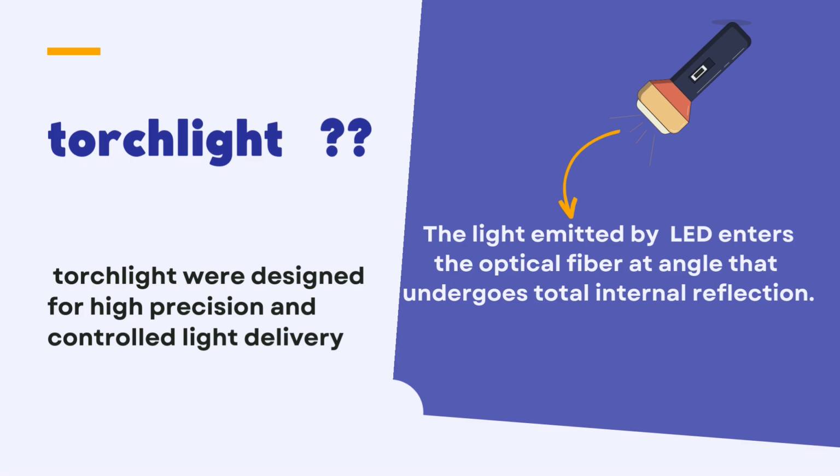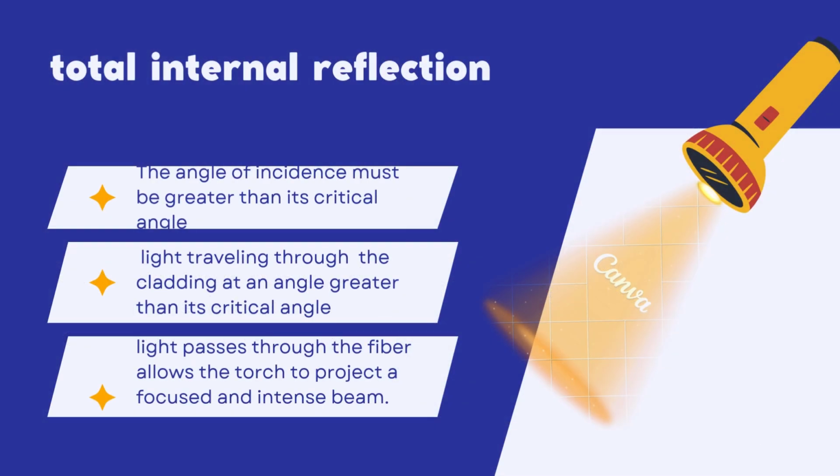The light emitted by the LED enters the optical fiber at an angle that undergoes total internal reflection. The angle of the incident must be greater than its critical angle. The light travels through the cladding at an angle greater than its critical angle. Light passes through the fiber, which allows the torch to project a focused and intense beam.